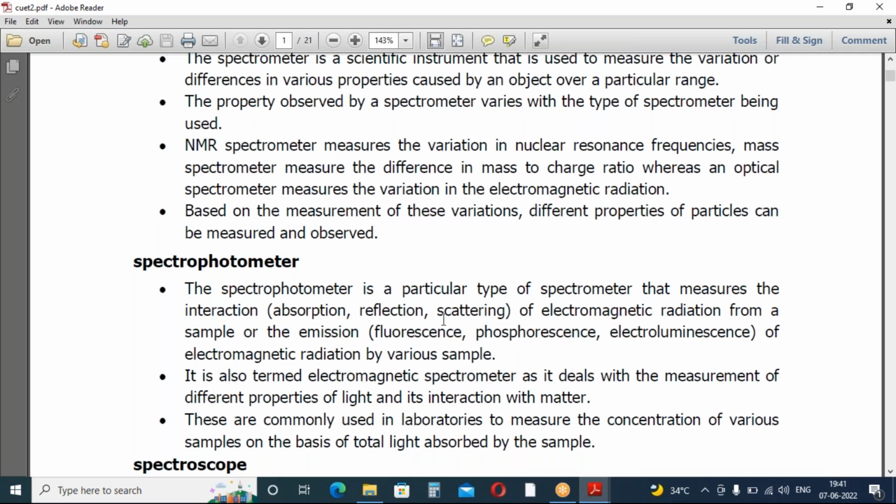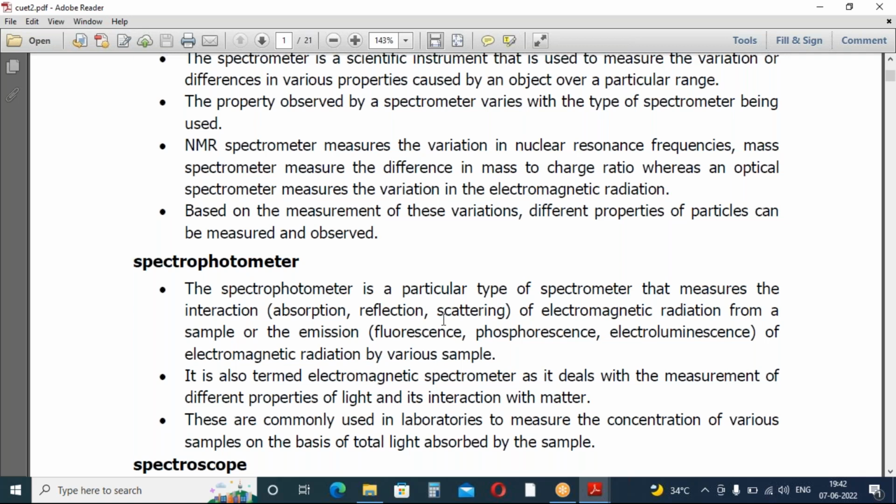For example, NMR spectroscopy is mainly based on the variation in nuclear resonance frequencies, whereas mass spectrometry is mainly based on differences in mass to charge ratios, whereas the optical spectrometer is mainly based on variation in electromagnetic radiation. Depending upon the radiation power and the frequency or wavelength levels, the variations are detected and used for detection.